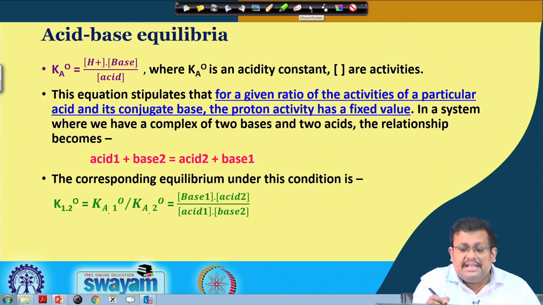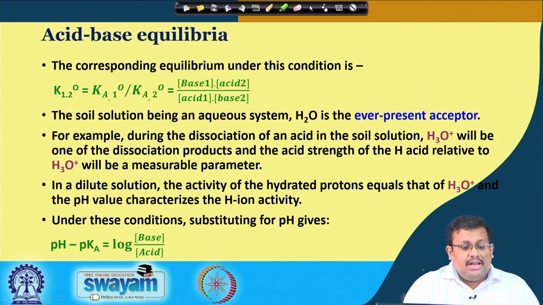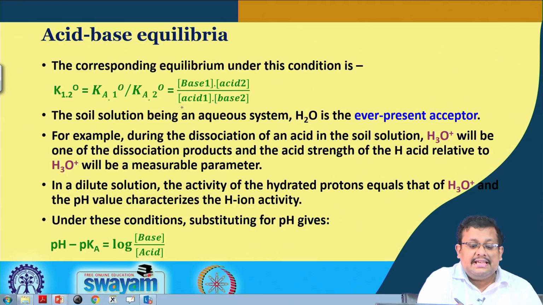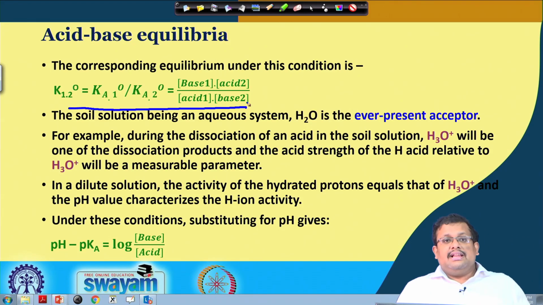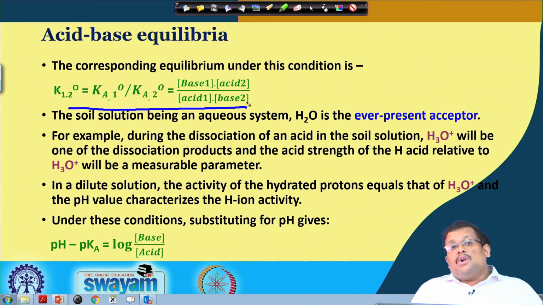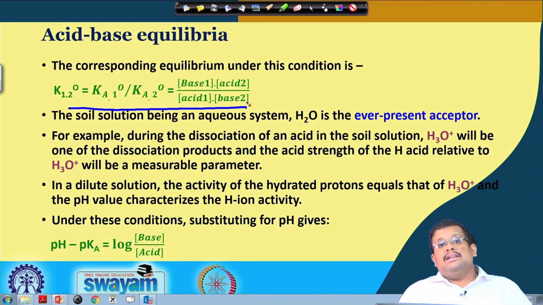So, this is in a nutshell the acid-base equilibrium. Now, we have seen that for a complex of 2 acids and 2 bases, the corresponding equilibrium is this one in our previous slide. So, we have already seen this is basically the ratio for this complex reaction. Now, remember that the soil solution being an aqueous system, H2O or water is the ever-present acceptor.